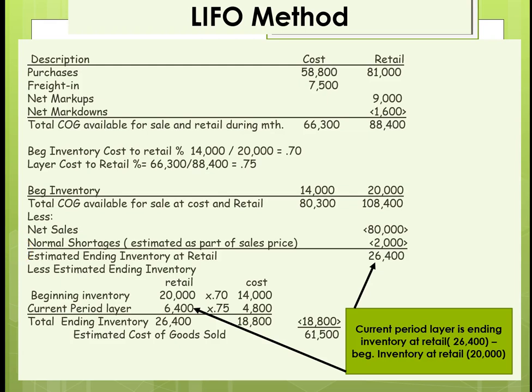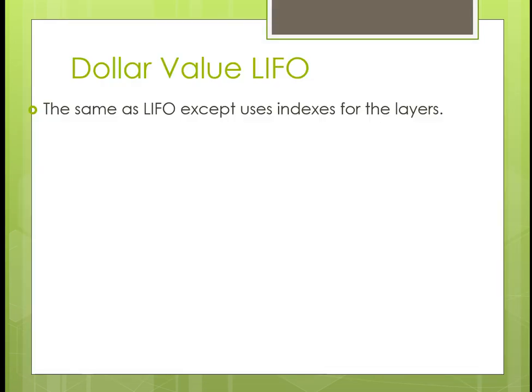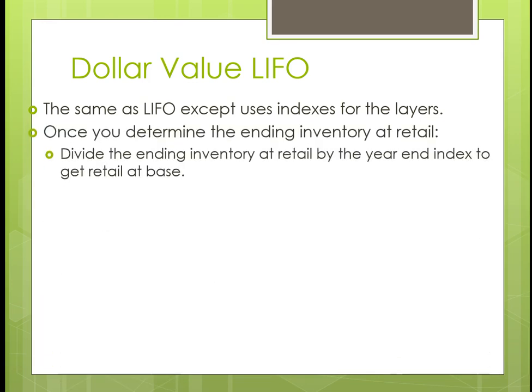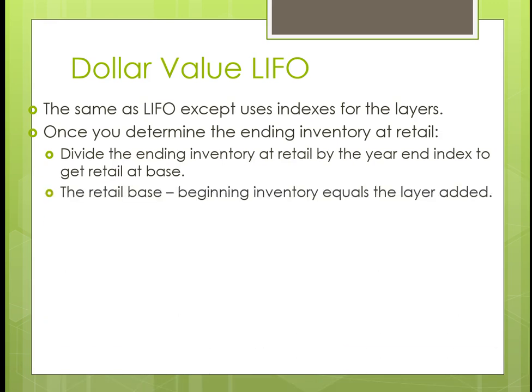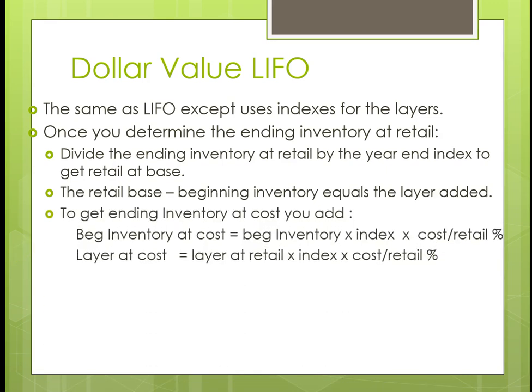Now we're going to look at dollar value LIFO. The same as LIFO, except we're now going to use indexes, so you remember those. Once you determine the ending inventory at retail, divide the ending inventory at retail by the year-end index to get retail at base, and then you're going to come up with beginning inventory equals the layer added. To get ending inventory, you're going to have the two layers, beginning inventory plus the transaction during the period.